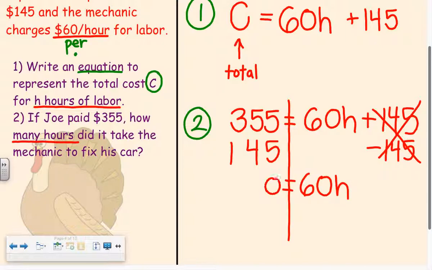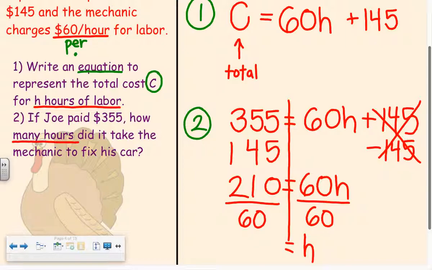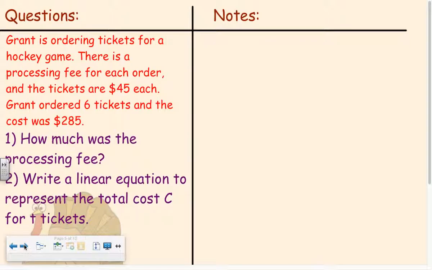So 355 minus 145 is 210. So 210 divided by 60 gives me 3.5. So 3.5 hours of work it took the mechanic to fix Joe's car. 3.5 hours. All right, second one.